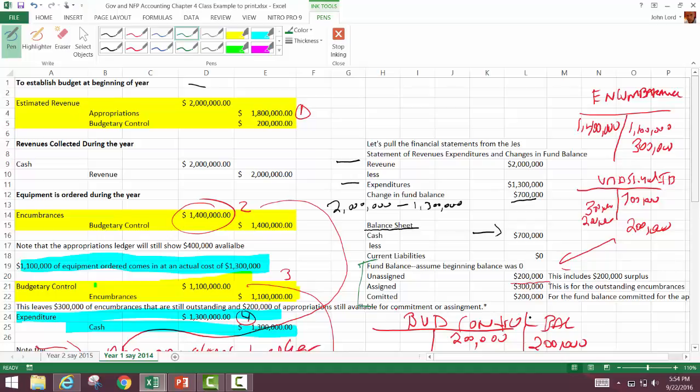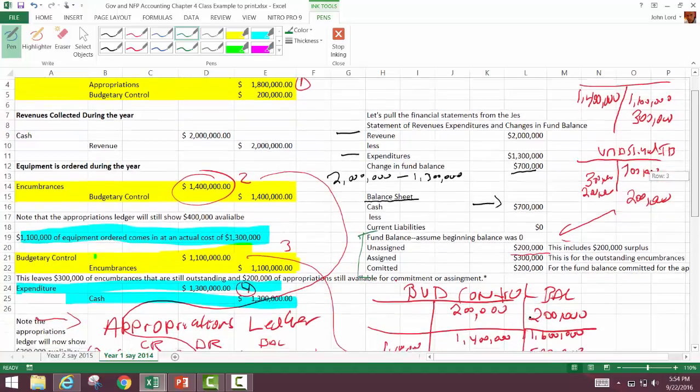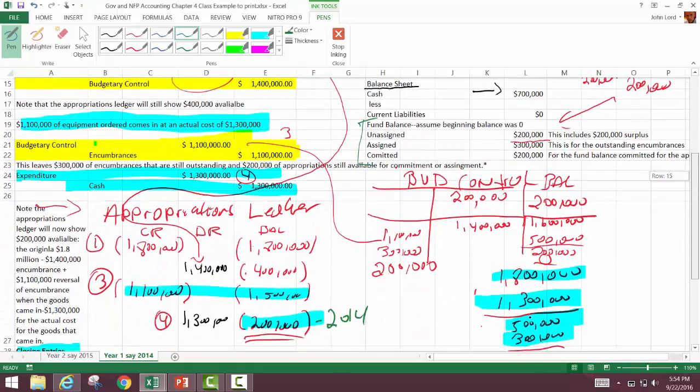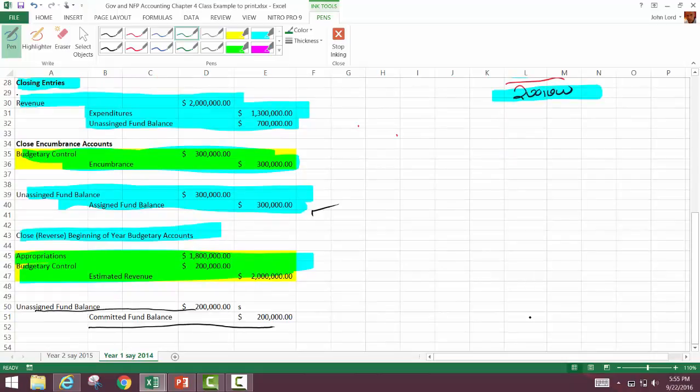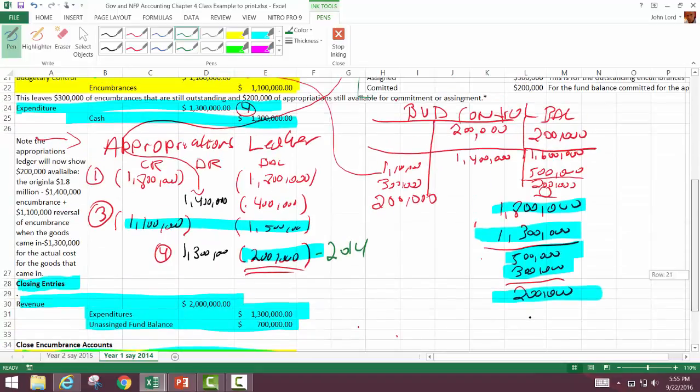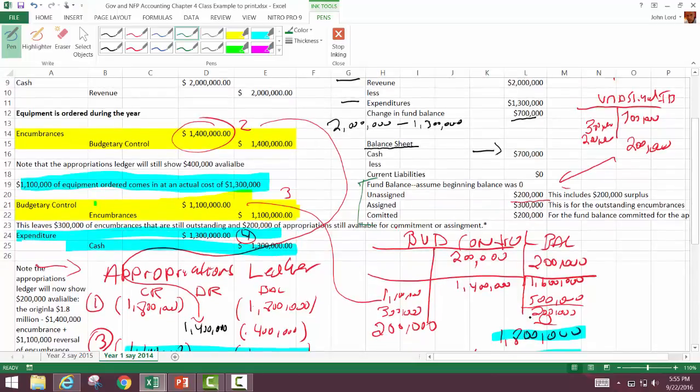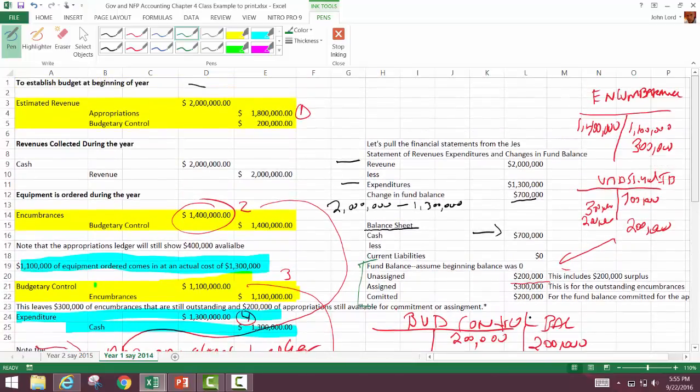Then what? Then I come to the end of the year, and I'm going to close everything. So I'm going to debit my revenue, credit my expenditure, credit the unassigned fund balance, just like you would in commercial accounting to close those. I closed the remaining encumbrance. There was 300,000 left in there, wasn't there? So I closed that by debiting budgetary control and crediting encumbrance. And when you take a look now, there's where that 300,000 was coming from. So my encumbrance is now 0, isn't it? I close it out to 0.